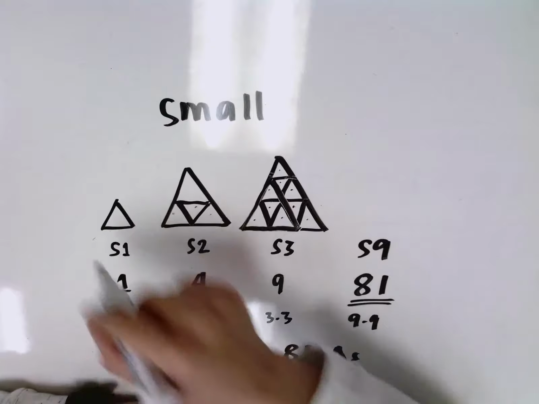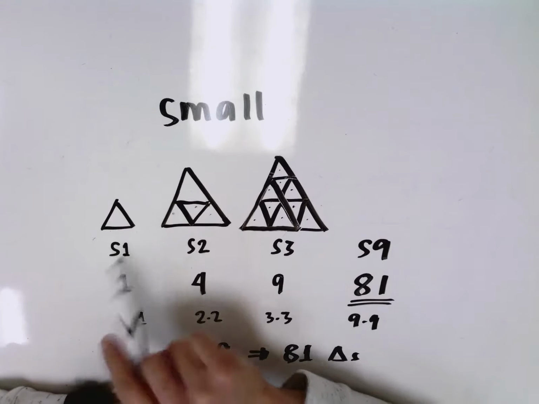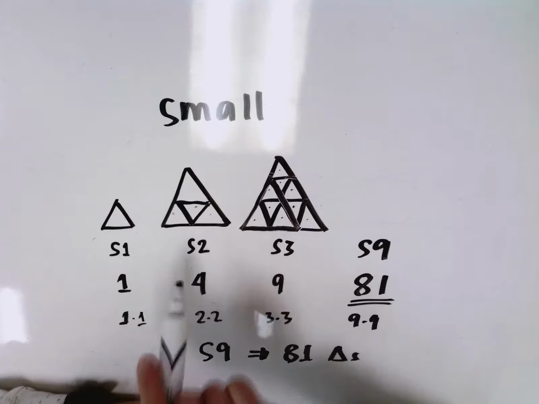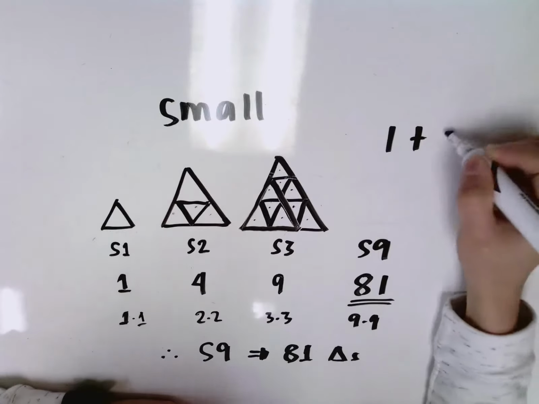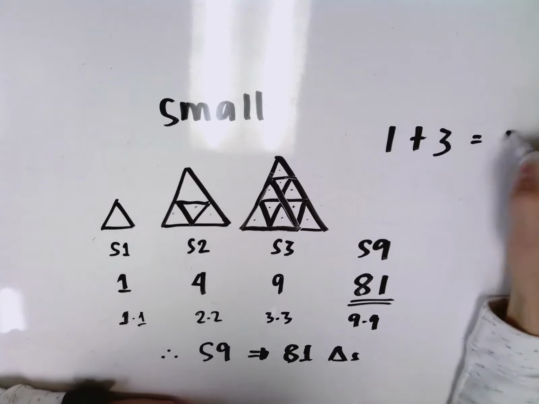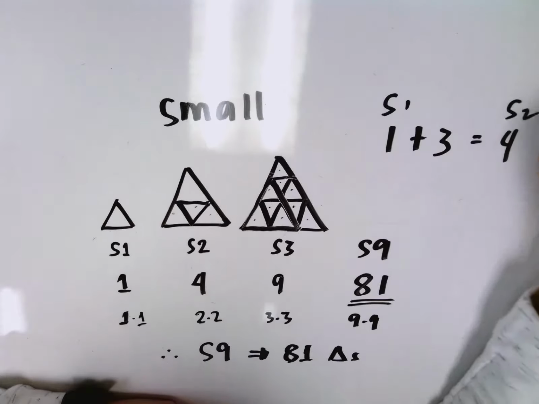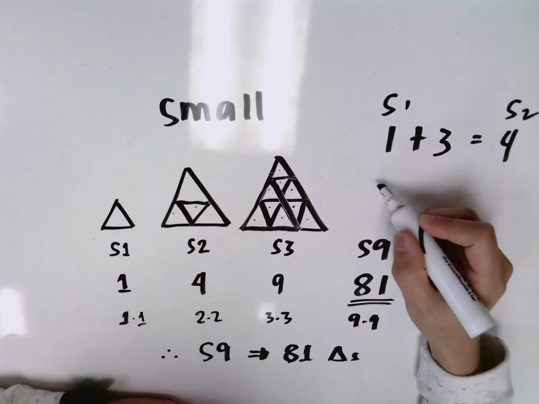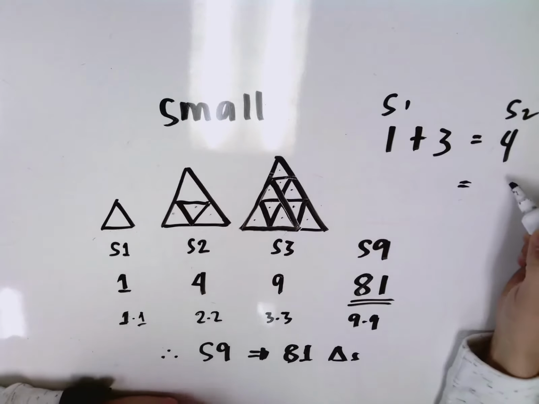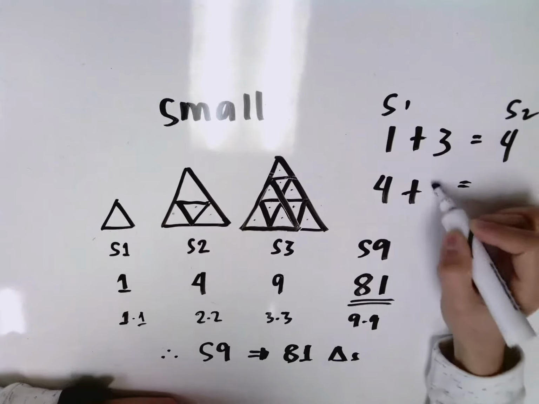Say for example this, you know that there is only 1 triangle in stage 1, and then the next odd number after 1 is 3. So you have 1 plus 3, that gives you 4. So this is your stage 1, this is your stage 2. Now you need to know the number of small triangles in stage 2 so that you'll be able to get the total number of small triangles in stage 3. So that's 4 plus the next odd number, 5.